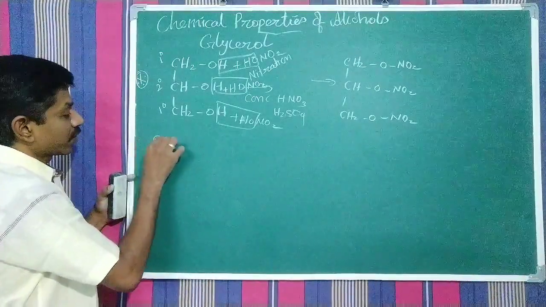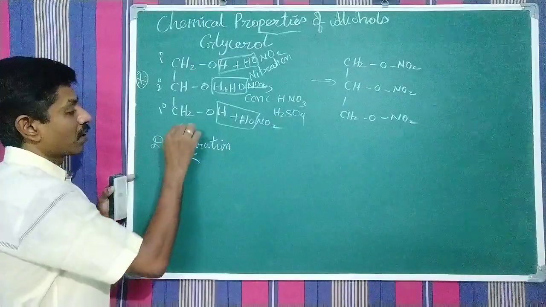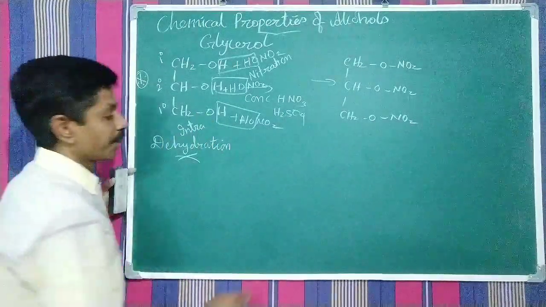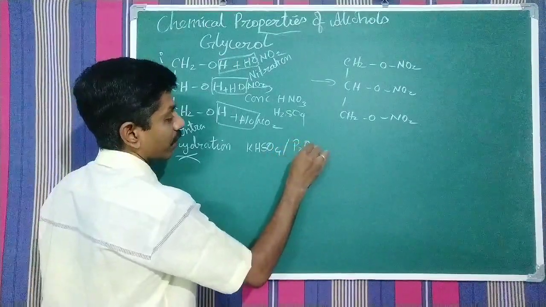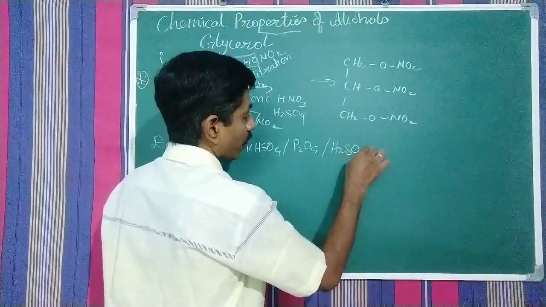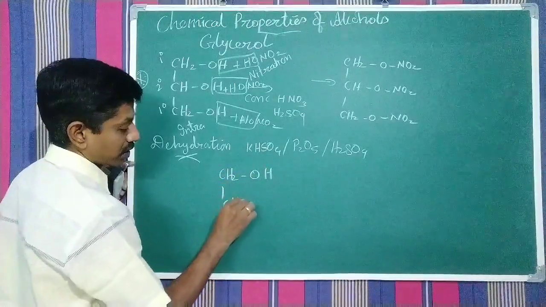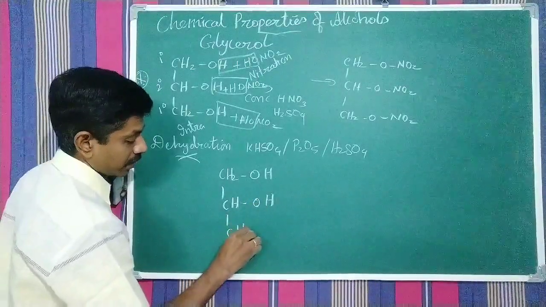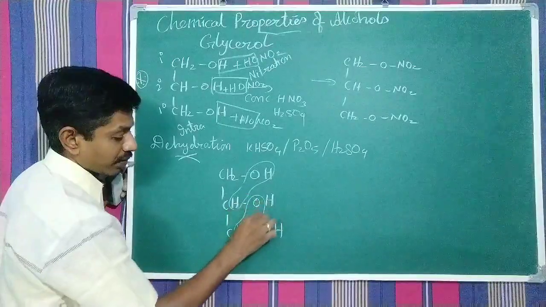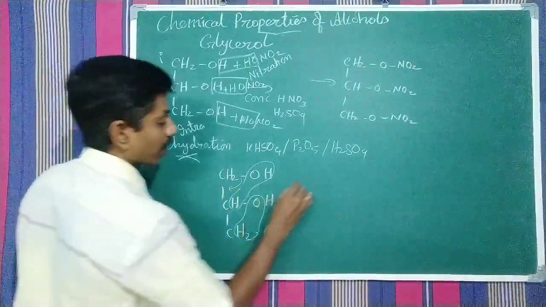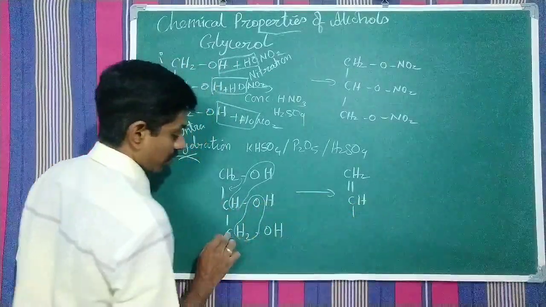And the next reaction, it goes for dehydration. Dehydration we learned, the removal of water. It goes for intramolecular dehydration within the molecule. And the dehydrating agents can be KHSO4 or sulfuric acid H2SO4. So this goes for dehydration. I'll write the molecule CH2OH single bond CHOH, here CH2OH. So a molecule of water gets removed, and when a molecule of water gets removed, you will get the formation of a double bond. So you will get CH2 double bond CH single bond CHO.